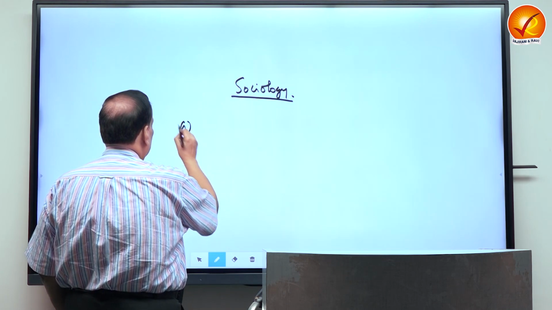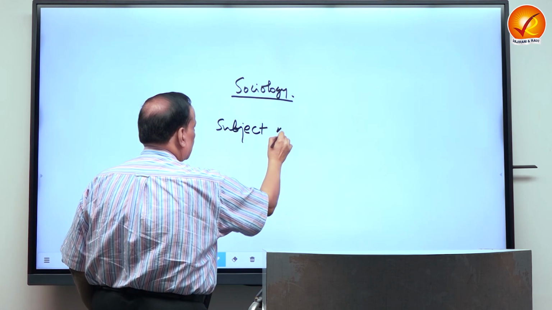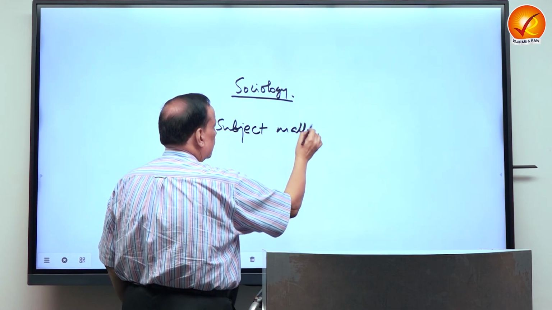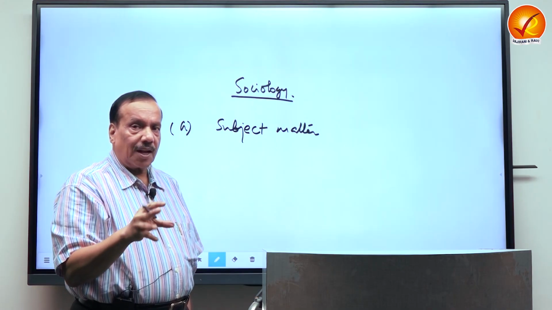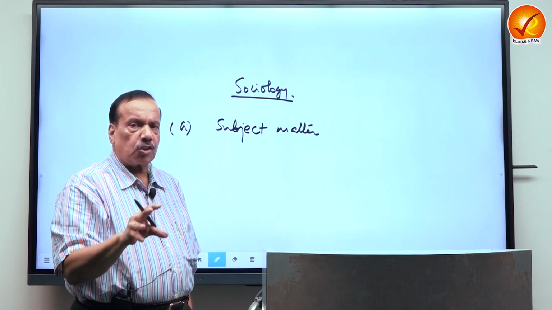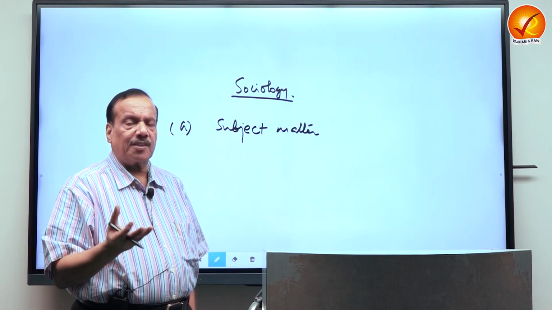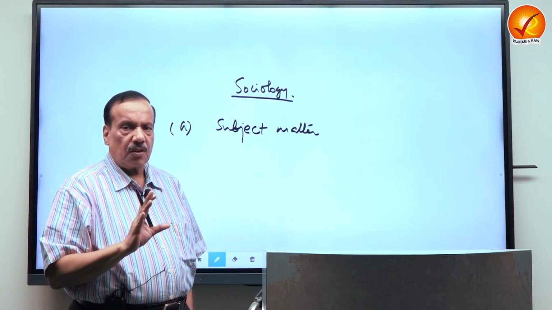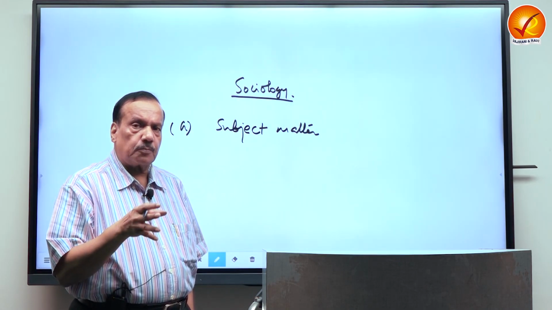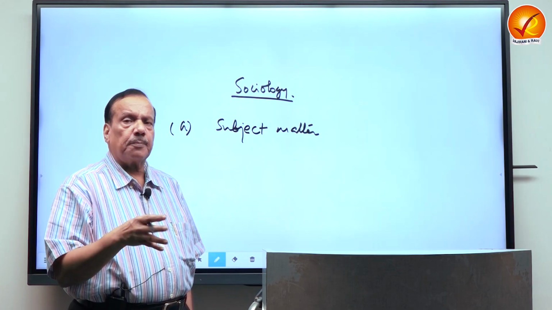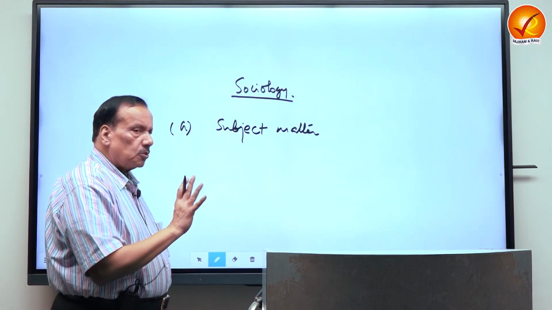One, its subject matter. What sociology studies that makes it different from other branches of social sciences, or brings it closer to other branches of social science? What sociology does that brings the discipline closer to, some people say, natural science. So, the subject matter of sociology is important.